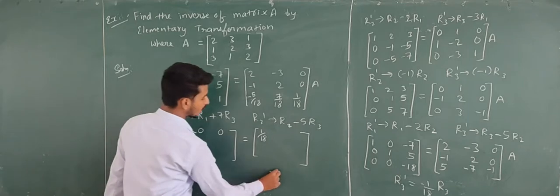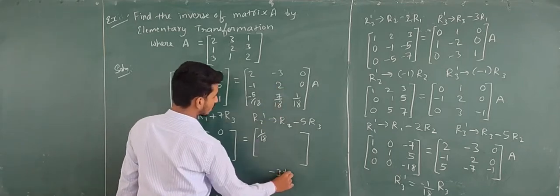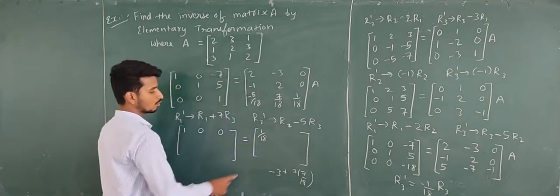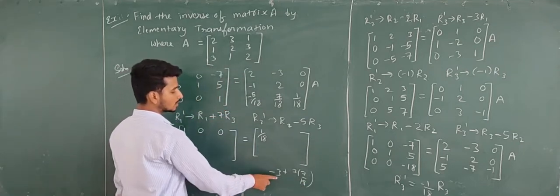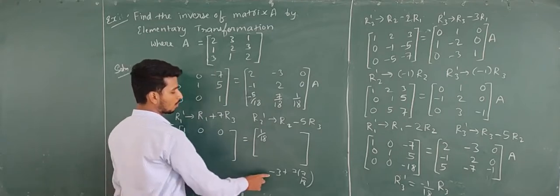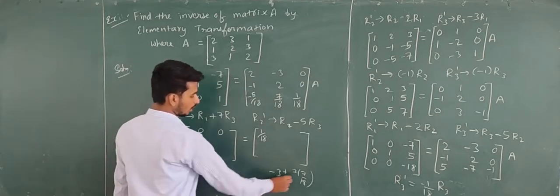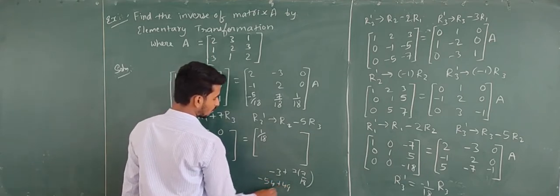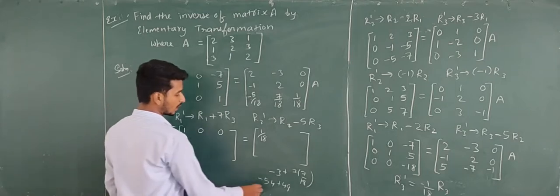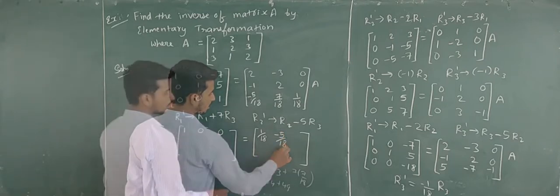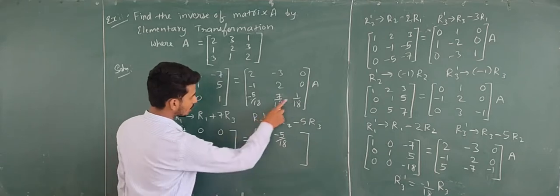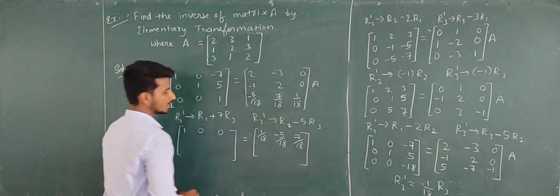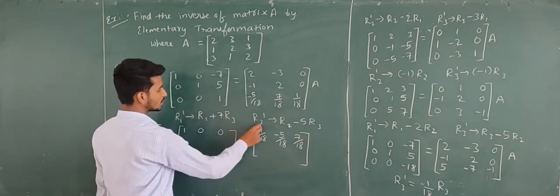So next, minus 3 plus 7 times 7 divided by 18. So 49 divided by 18. 18 threes are 54. Minus 54 plus 49 will be minus 5 by 18. 0 plus 7 by 18 is 7 by 18. So next we are changing the second row.